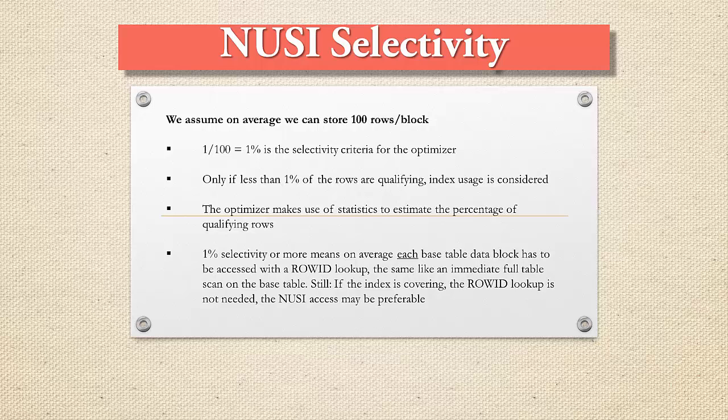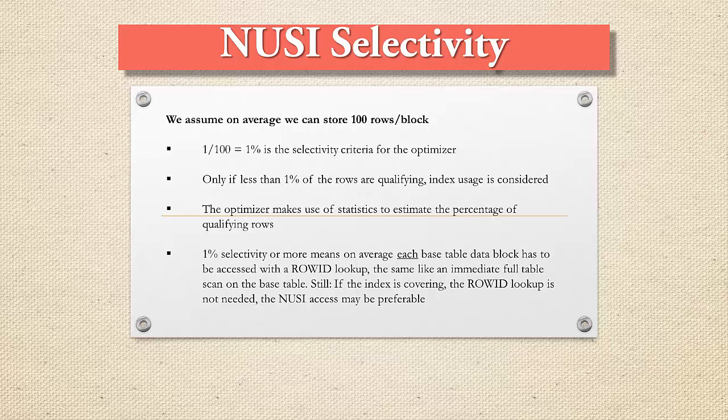At the very extreme, when one block stores all the rows of a table, a NUSI will never be considered, because a full table scan is always the more efficient approach. At the other, more hypothetical extreme, one block can digest no more than one row on average, then the NUSI will always be considered as 1 divided by 1 becomes 100%.